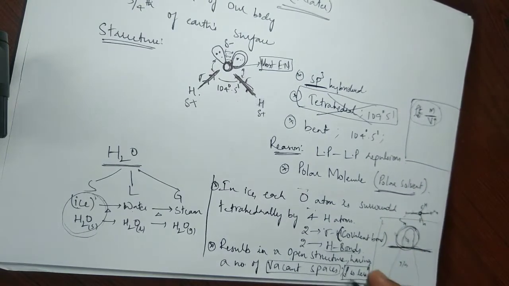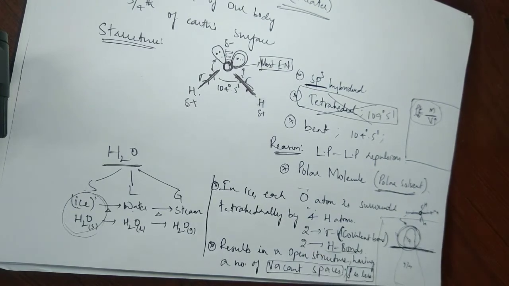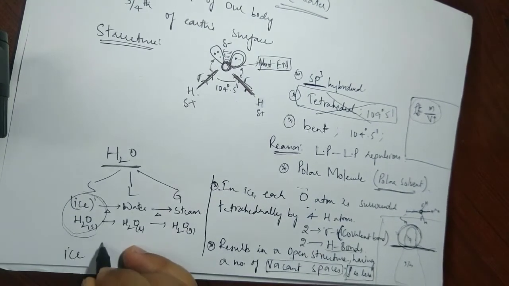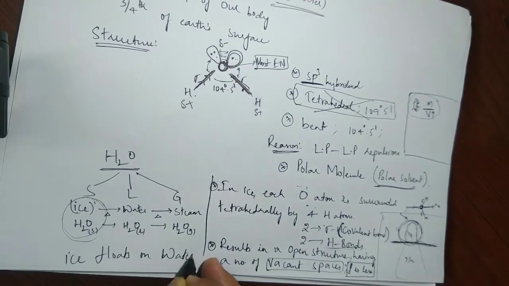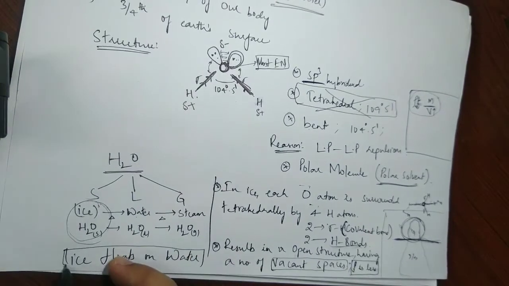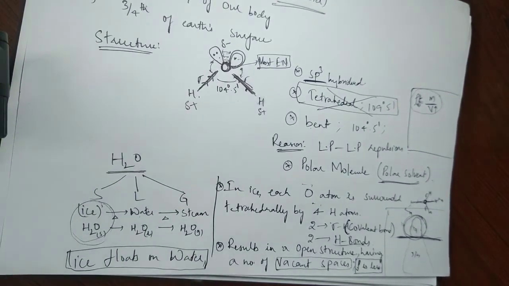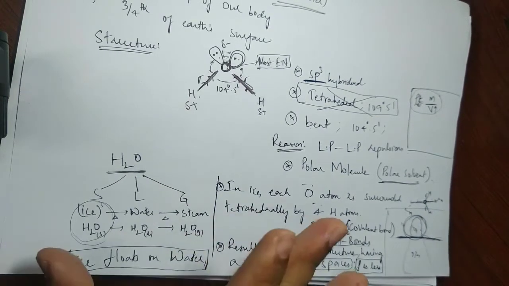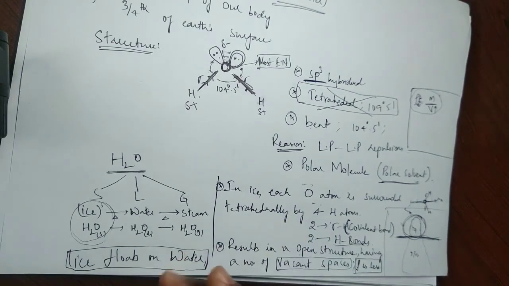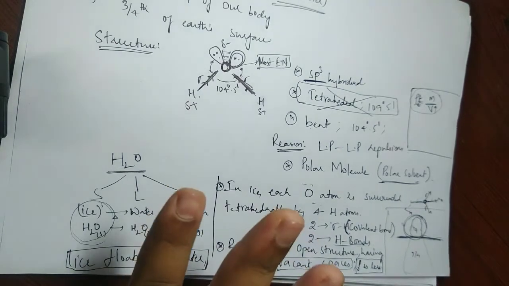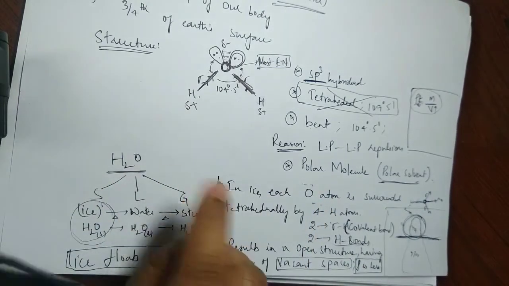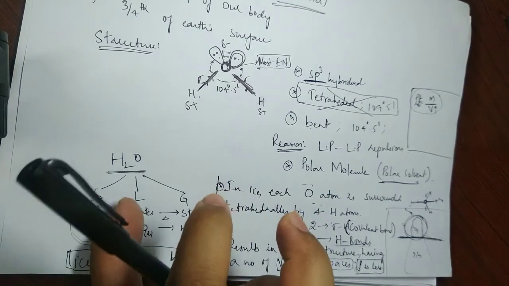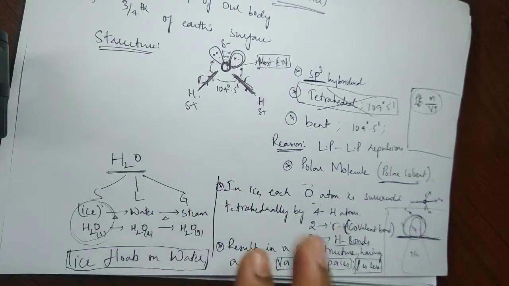So the density is less compared to water, and that's why ice floats on water. And why does it have lesser density? Because of its increased volume. Why is the volume increased? Because of the empty spaces present. How are the empty spaces present? Each oxygen atom is surrounded tetrahedrally by 4 hydrogen atoms, and out of that 4, 2 are covalently bonded and 2 are hydrogen bonded. That open structure makes them have empty spaces.